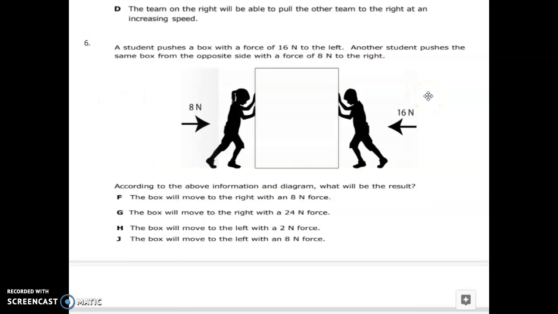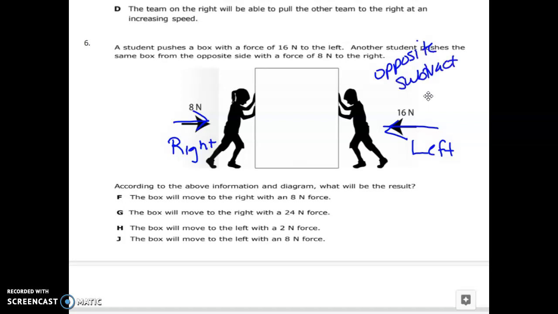Number 6, the student pushes a box with a force of 16 newtons to the left. So that's where this one is, it's going to the left side. Another student pushes the same box on the opposite side with a force of 8 to the right. According to the information above and the diagram, what will be the result? Well, I'm not even going to go through that yet. Already, I know that these are going in opposite directions, so I need to subtract these numbers. So I've got 16 minus 8. It's going to be 8 newtons in what direction? It's the larger force, to the left.